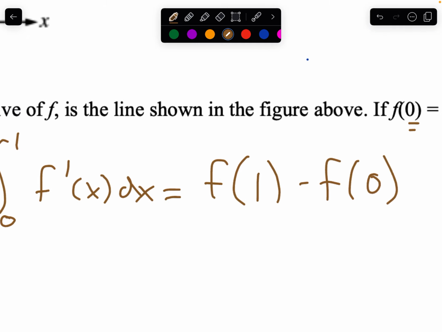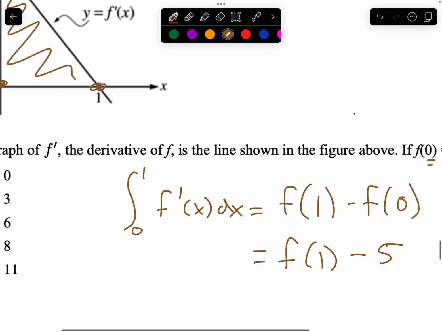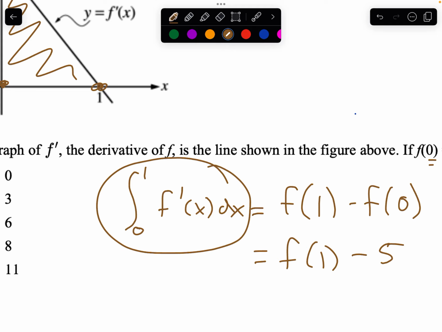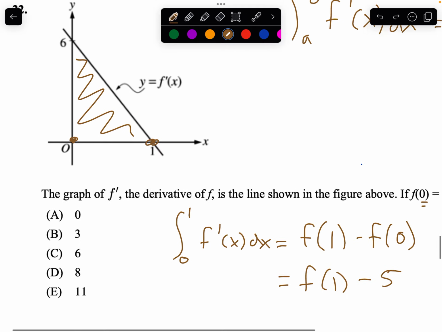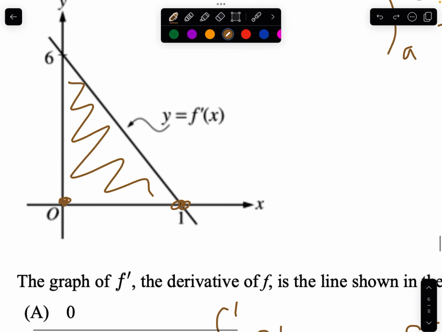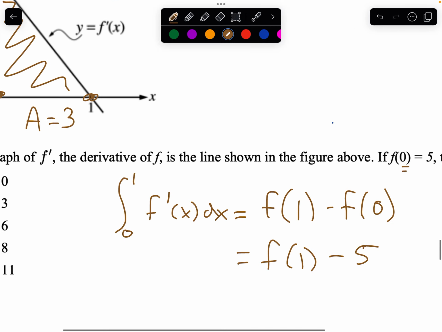We know that f of 0 is 5. We're told that in the problem, so I can plug that in. To the left of our equal sign, this is the area under this f prime graph. Well, what is the area under this f prime graph? This is a triangle with a height of 6 and a base of 1. If we apply our area formula for this triangle, we have an area of 3 right there.